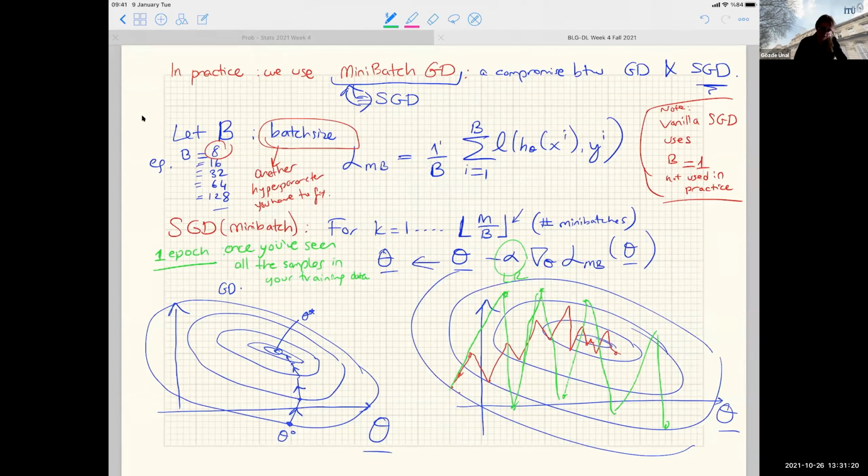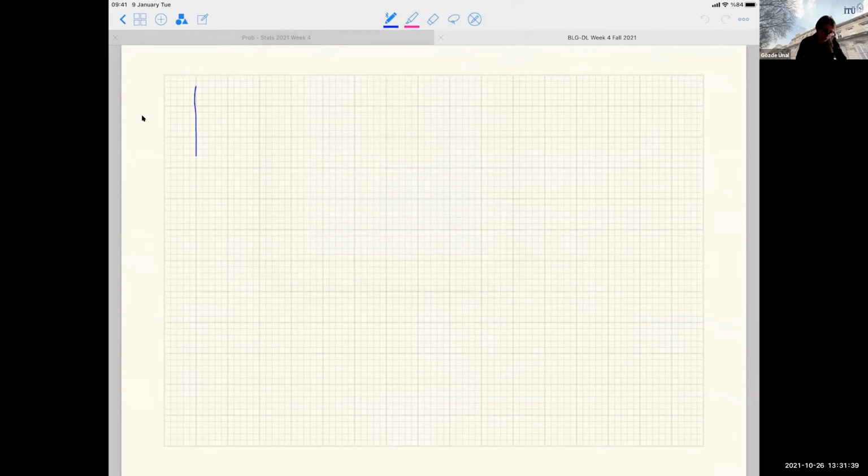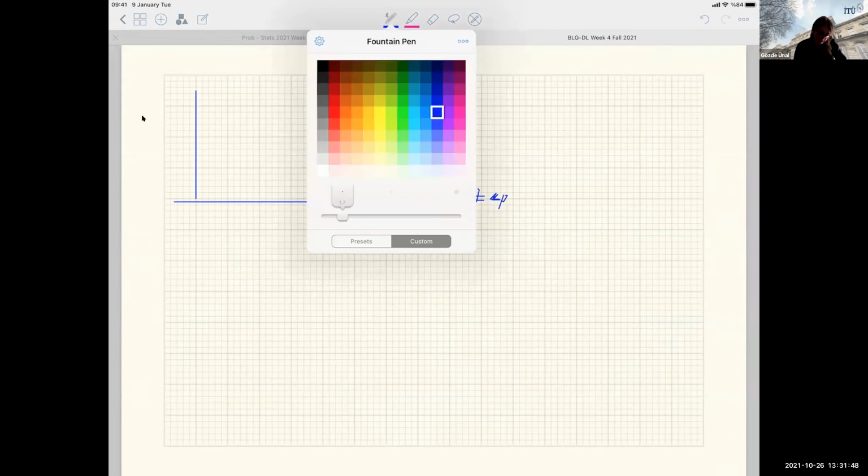Because this epoch is important: let's say you completed this for this many iterations, then that's one epoch, right? And you continue with this. Last time we said you should also monitor things like that, right?